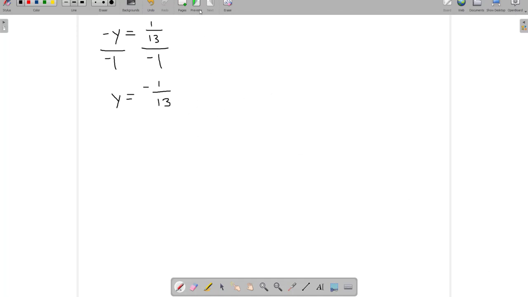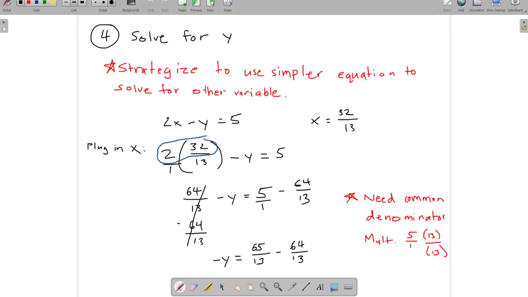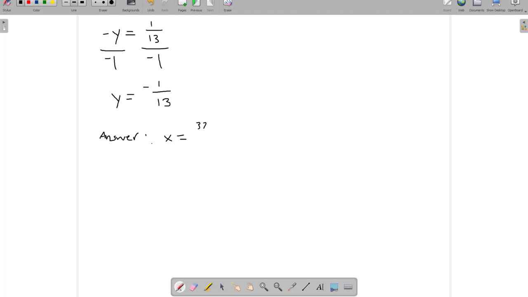So we've now solved for both x and y. You can write your answer as an ordered pair, or just as x equals whatever, y equals whatever. What was x? It was 32 over 13. So x equals 32 over 13, y equals negative 1 over 13. You could write it like this. You could also write it as the ordered pair (32 over 13, negative 1 over 13), because remember we're solving for where these two lines intersect, so you can write it as a point on the graph, and that would be fine. So take either of these. They're the same thing.